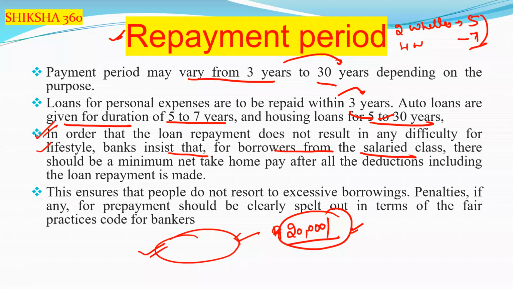So in order that the loan repayment does not result in any difficulty for the lifestyle, banks insist that for borrowers from the salaried class, there should be a minimum net take home pay after all the deductions, including the loan repayment.